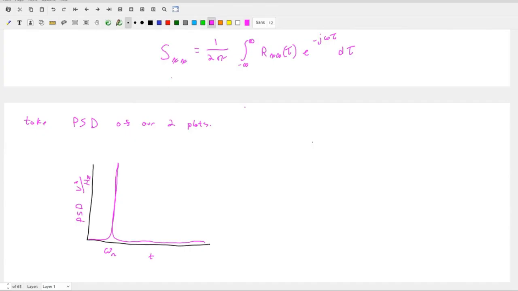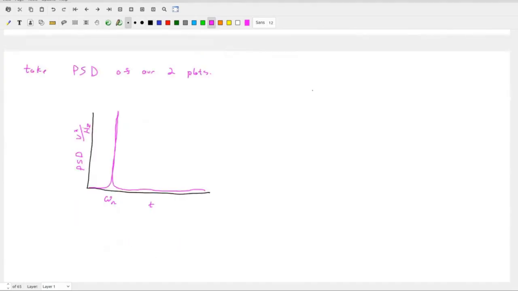Yeah? That's right. Is the x-axis T or... T. No, frequency. Thank you. Frequency, hertz.